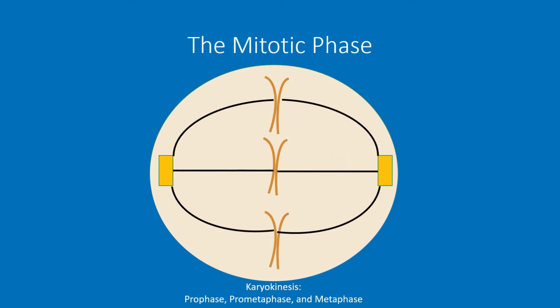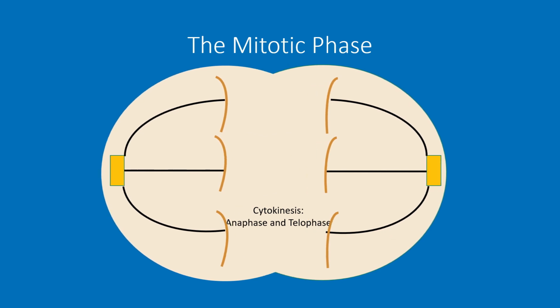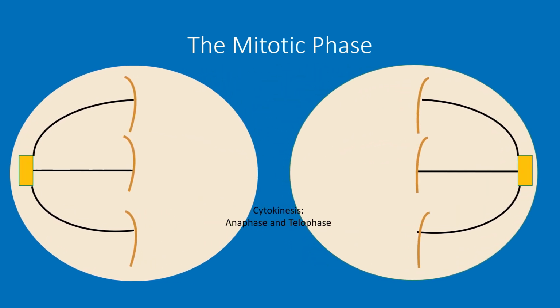If everything's good to go, then the cell enters the mitotic phase. If not, the cell will enter a period of stasis or be destroyed, but we'll look at that later. The mitotic phase is split into two parts and 5 phases. Karyokinesis takes place in 3 phases: prophase, prometaphase, and metaphase. The purpose of karyokinesis is to divide DNA in the original nucleus. Cytokinesis takes place in 2 phases, anaphase and telophase. The purpose of cytokinesis is to split the cells into 2.